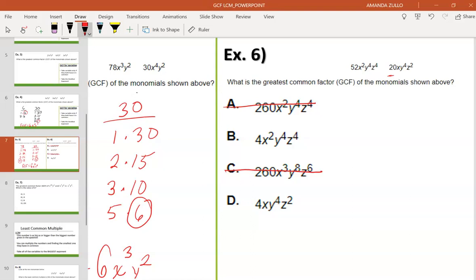Let's look at our variables. They both have an x. The smallest exponent is just x, or x to the 1, so just x. And they have a y to the 4 and y to the 2, so we'll take our y to the 2. And that matches our choice in D. So that's the quick way of doing it. You're looking for smallest number, smallest variables, which is why D works there, okay?